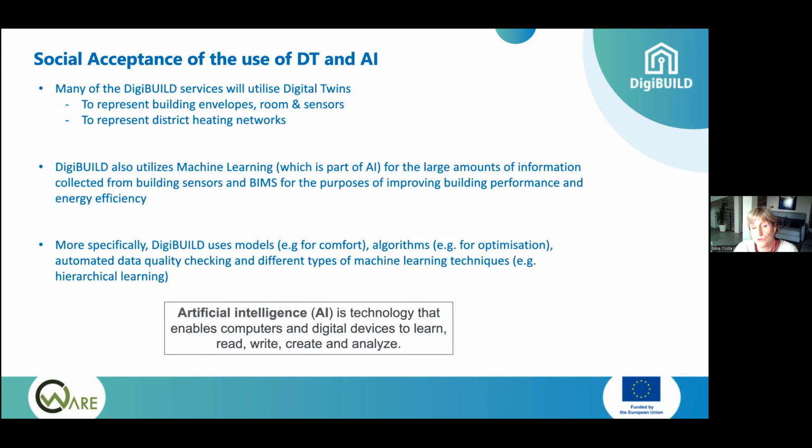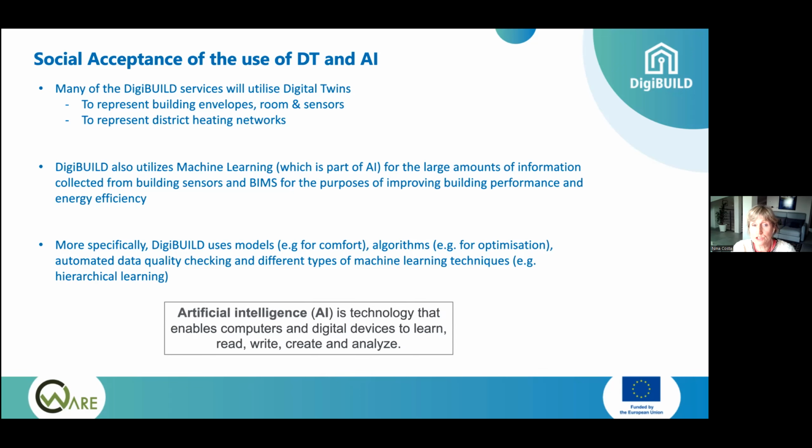And the purpose of this, of course, is to improve the building performance and especially the energy efficiencies, carbon emission reduction, etc. So today you've already heard about many of the models that have been used in DigiBUILD, for example, for comfort, or lots of algorithms also for optimization of various aspects, as well as the data quality checking. This is all run automatically and based on algorithms and different machine learning techniques.